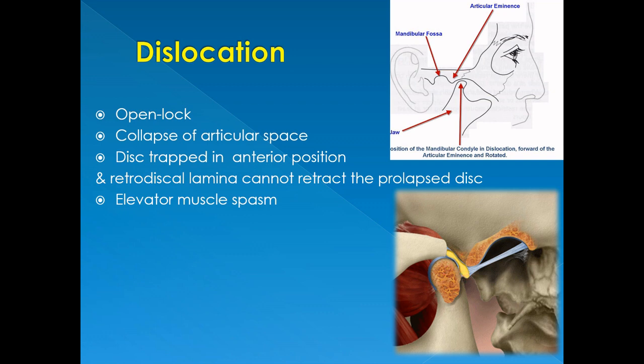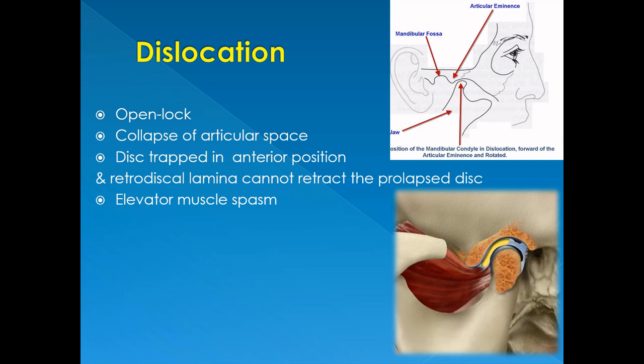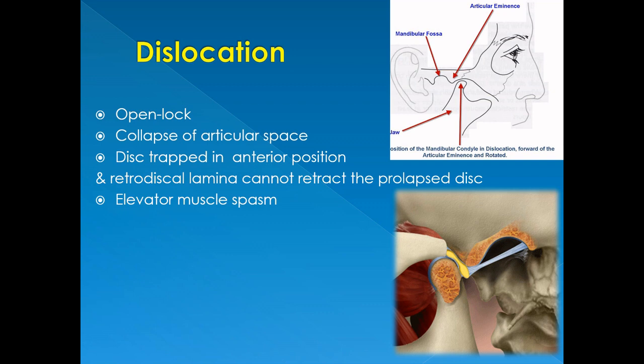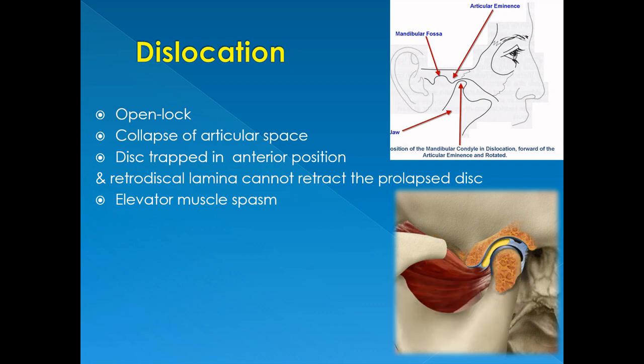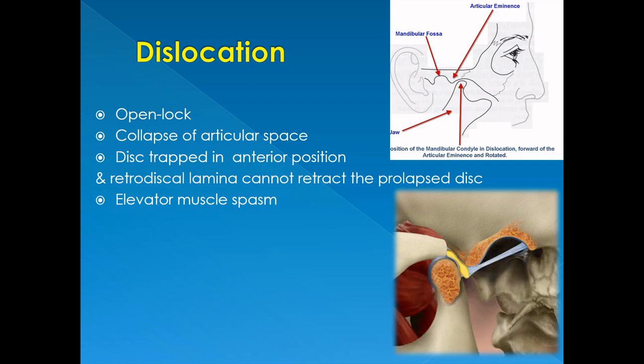If the condyle moves beyond this limit, the disc gets forced through the disc space and trapped in this anterior position as the disc space collapses as a result of the condyle moving superiorly against the articular eminence. So there is collapse of the articular space and the disc gets trapped in its anterior position and the retrodiscal lamina cannot retract this prolapsed disc.